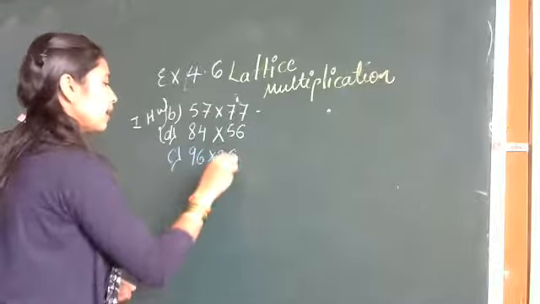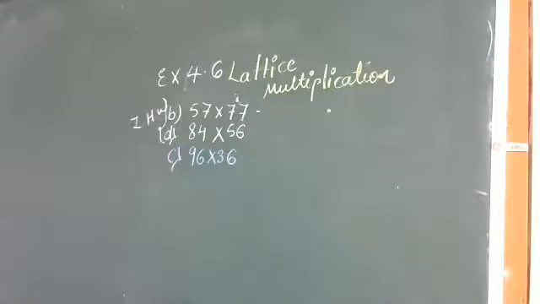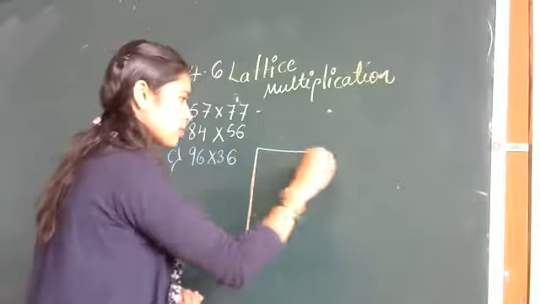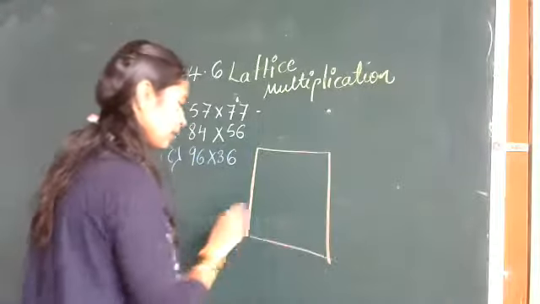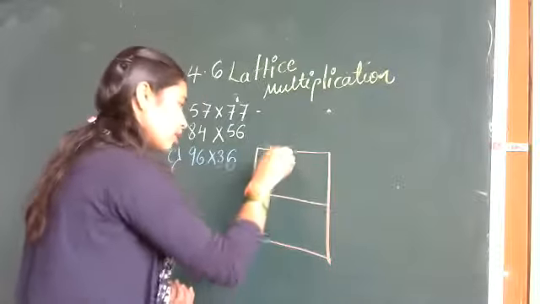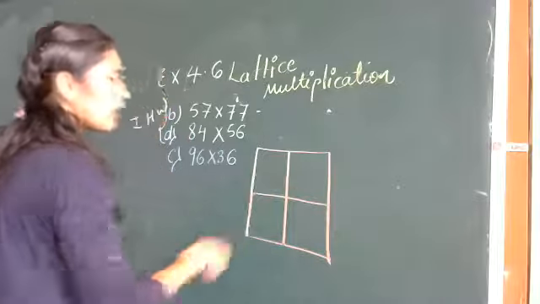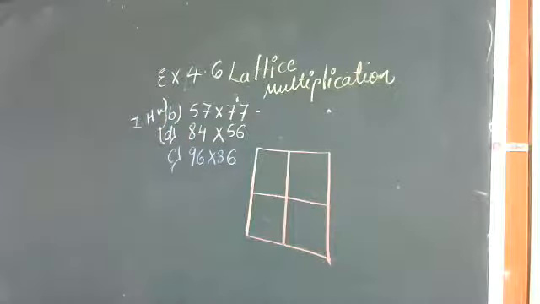96 multiplied by 36. Okay, what is the first step you have to do? What do you have to do first in lattice multiplication? Then we have to draw a square. First we have to draw the square, correct? Since it is a 2-digit number, you have to make it 2 columns and 2 rows, because it is 2 by 2 digits. So you have to draw it as a 4-box grid.